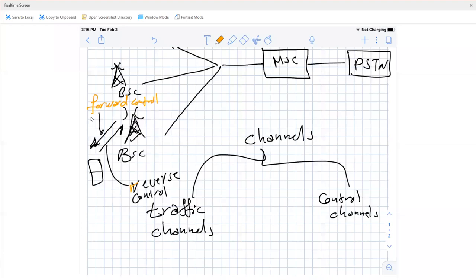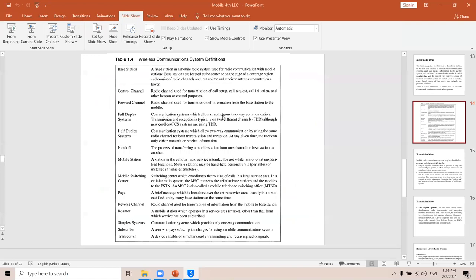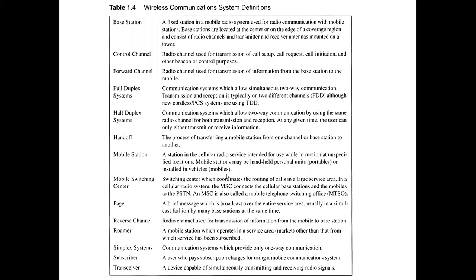Now, we are going to explain what you mean by each kind and how they are working. After this diagram, it's very clear how many kinds of channels we have and how we are going to deal with such a system. Okay, now, look at control channel. Radio channels used for transmission of call setup, call request, call initiation, and other beacon or control purposes.